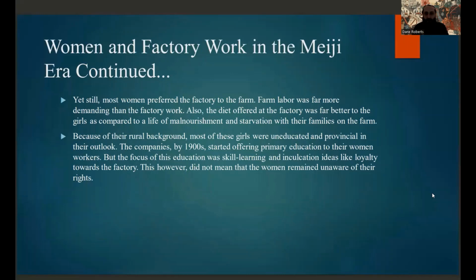And because most of these girls were uneducated and provincial in their outlook, by the 1900s they started being offered primary education by these factories. So that was another reason women would go to these areas, to get an education.